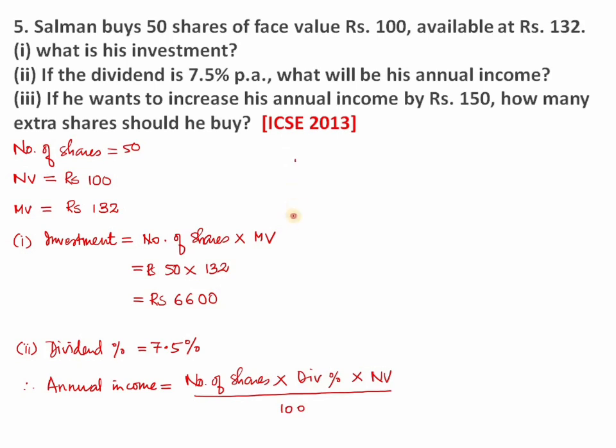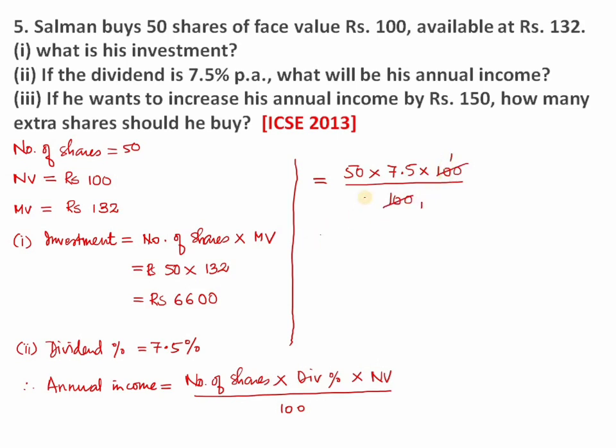I don't have space, so let me do the rest of the work on the other side here. It is equal to, so what is number of shares? Number of shares is 50 into dividend percent, which is 7.5, into nominal value. What is nominal value here? Nominal value is 100, whole divided by 100. So 100 and 100 you can directly cancel here.